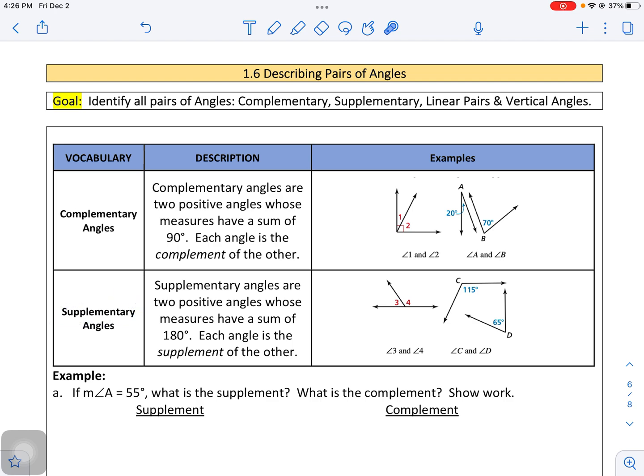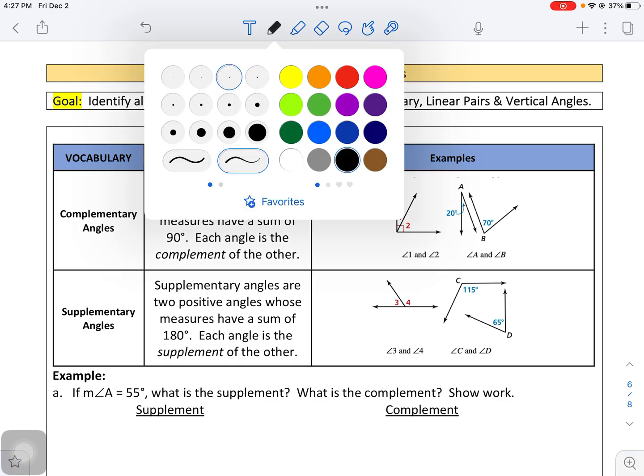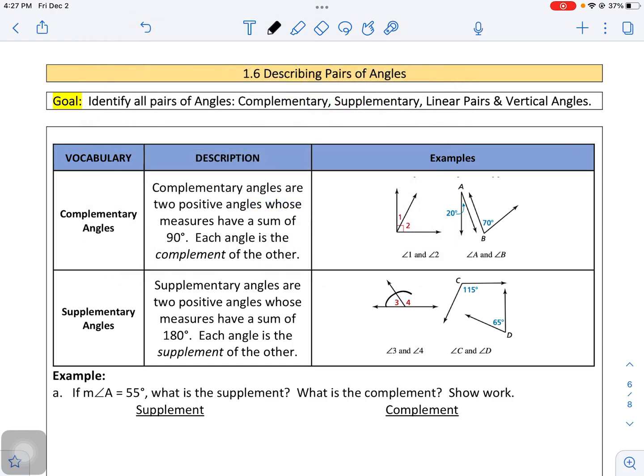Supplementary angles are two angles that add to be 180 degrees. So remember, straight lines are 180 degrees, and if I can do that half circle, that shows me that 180 as well. And here's also supplementary because 115 plus 65 equals 180. It says each angle is the supplement of the other. So this is a supplement and this is a supplement.